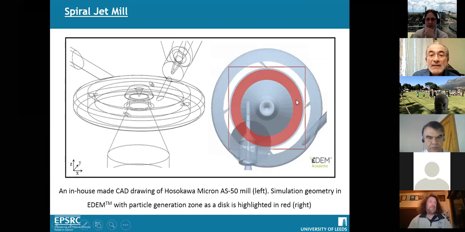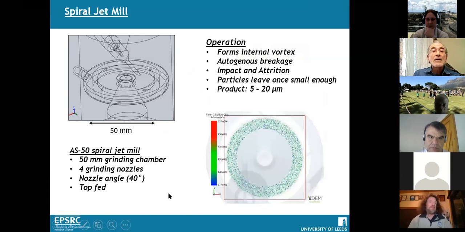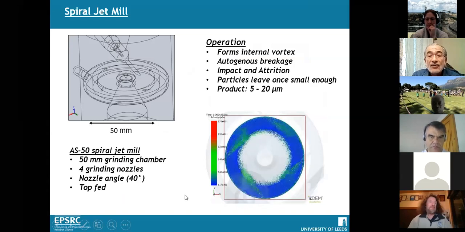So that's basically the design of the spiral jet. And here, as I said, we look at the 50 millimeter grinding chamber. That is one of the small ones. Of course, there are larger sizes as well, but we haven't modeled those yet. We have 4 grinding nozzles at a 40-degree angle, and the particles are fed from the top, although in this simulation you will not have that.